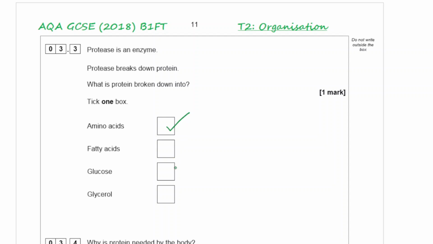Now, fatty acids, where do they come from? They actually come from fats and lipids. And glycerol is also coming from breaking down fats and lipids. And glucose is mainly coming from breaking down carbohydrates.